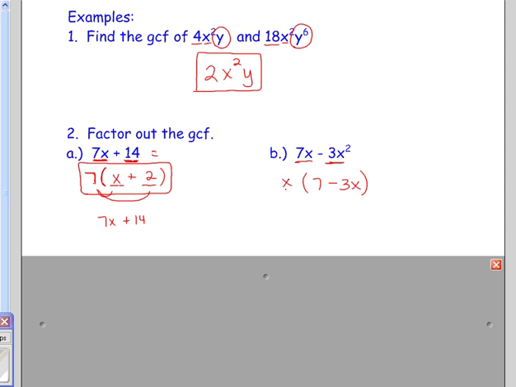Notice the 7 and the 3 did not change. I've just taken out 1x from this binomial, and I still have a binomial in the parentheses. If we distributed this x back, it would equal back to what we started with.